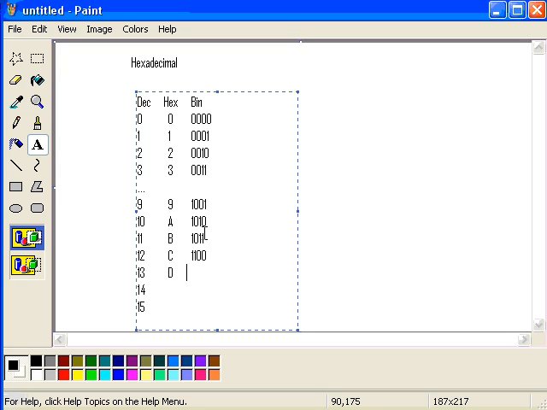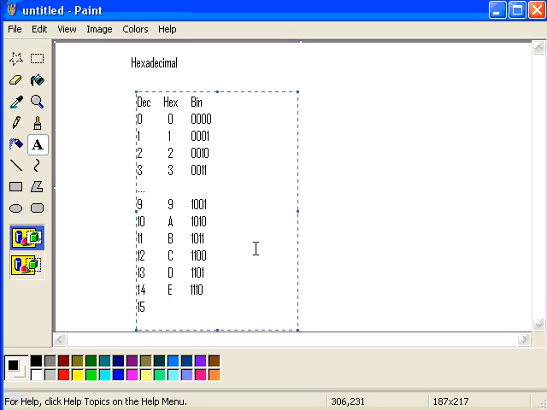13 is going to be 8, 9, 10, 11, 12, 8 plus 4, that's 8, 9, 10, 11, 12, right, plus 13. And 14 is E, which is 8, 9, 10, 11, 12. There you go. F is 15, and that's all of them.